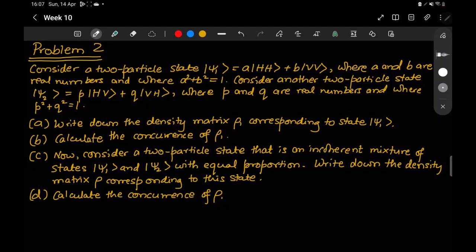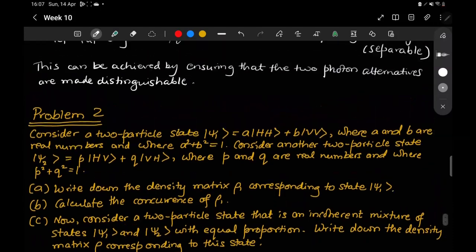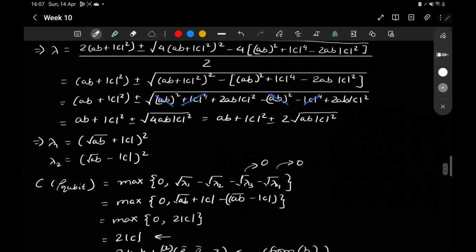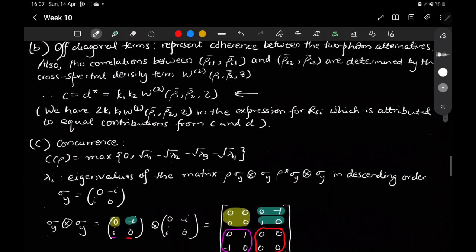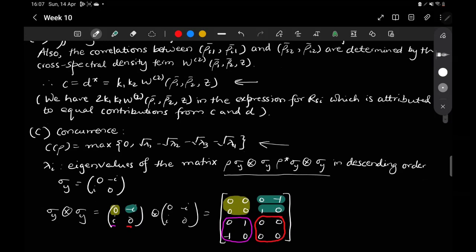Now consider a 2 particle state that is an incoherent mixture of the states psi 1 and psi 2 with equal proportion. Write down the density matrix rho for the state and again find out the concurrence. So concurrence, how to find out, we just saw in this particular part C. So concurrence is given by this particular expression where these lambda i's are the eigenvalues of this matrix, where rho is the given state and sigma y is this particular Pauli matrix.